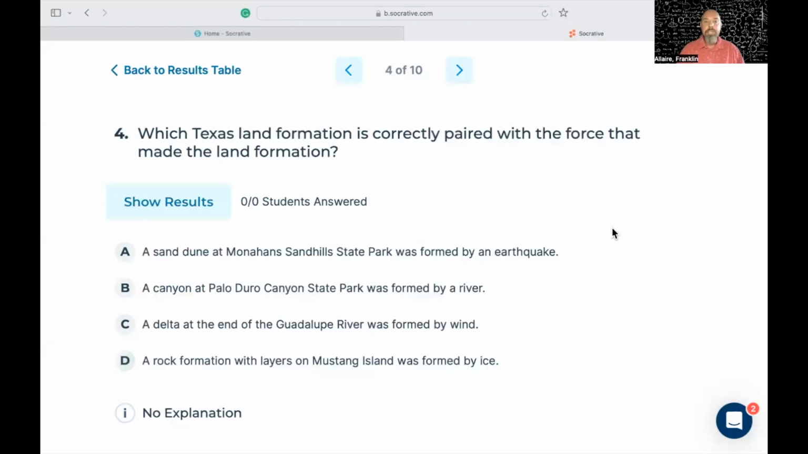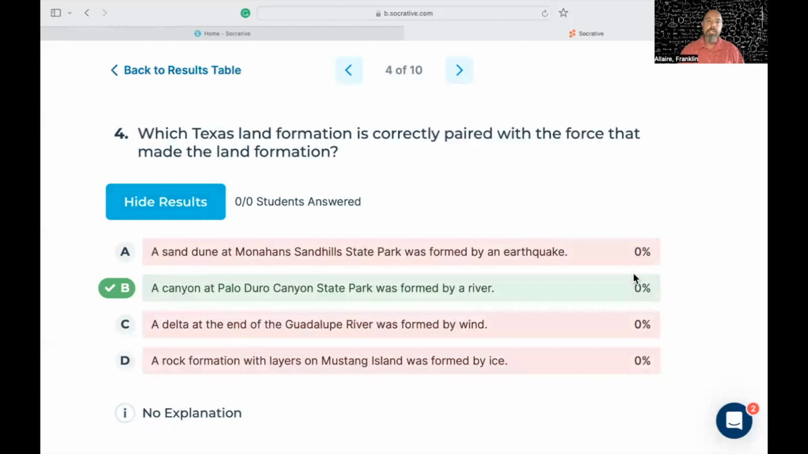Number 4 asks us to match the land formation with the force that made the land formation. The only correct answer here, folks, is going to be a canyon at Palo Duro Canyon State Park being formed by a river. Canyons are formed by rivers. You look at the Grand Canyon out in beautiful Arizona, that is formed by the Colorado River. Same thing with any canyon we find anywhere in the world.